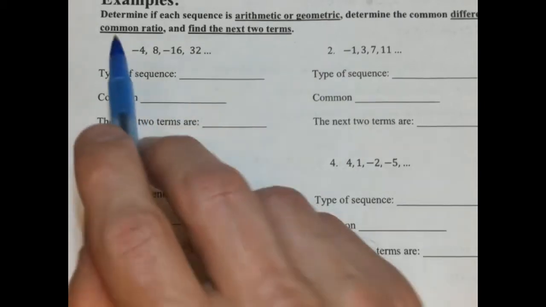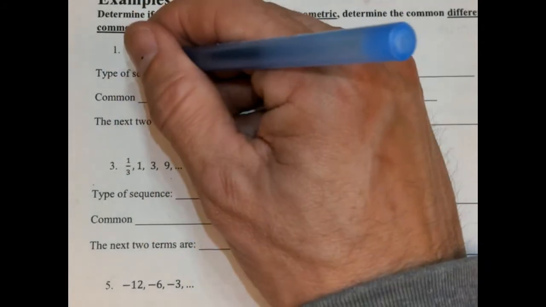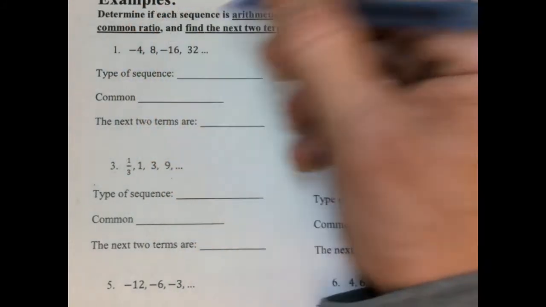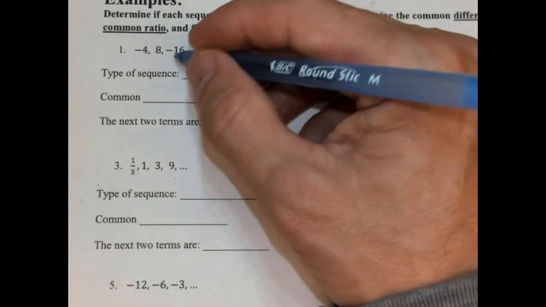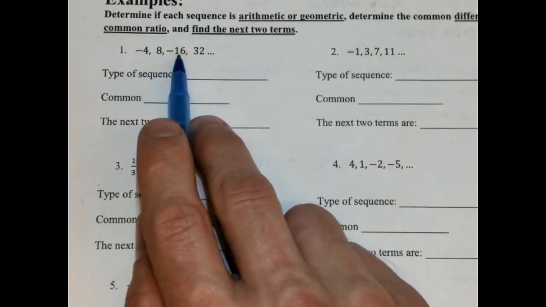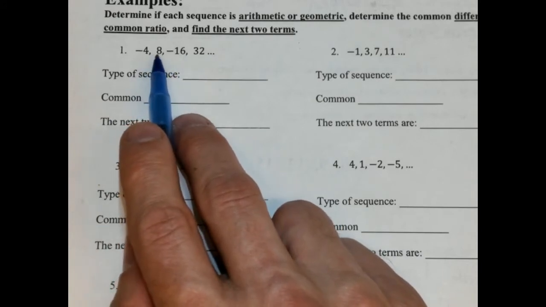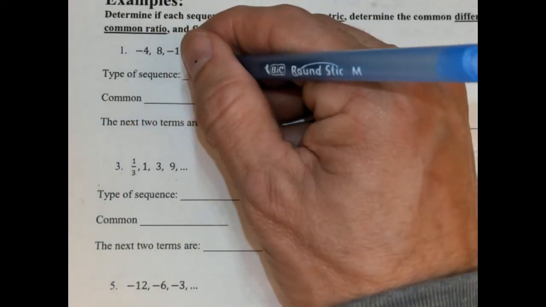First of all, look at what's happening here. It goes up by 12, then it goes down by 24, then it goes up by 48. So this is not a common difference. This is going to be a common ratio, because multiplication is taking place here. So that's going to be geometric.